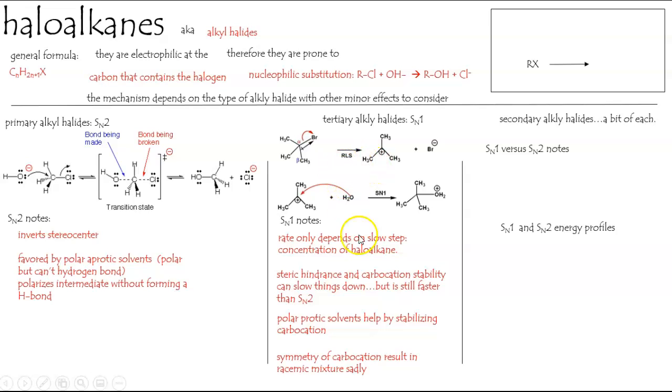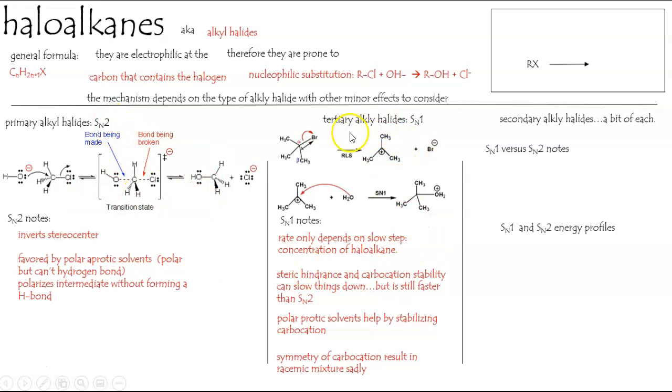RLS means rate limiting step, and so the rate only will depend on the slow step. If you've got a slow thing and a fast thing, you cannot go faster than the slow thing, and therefore that's called the rate limiting step. The concentration of that haloalkane right there is the only thing that really affects the rate of the reaction in terms of concentration. Steric hindrance can be a problem. This carbocation stability can slow things down a little bit. But interestingly, it's important to note that SN1 reactions, nucleophilic substitution type 1, are generally faster than the SN2, nucleophilic substitution bimolecular, where everything's happening at once.